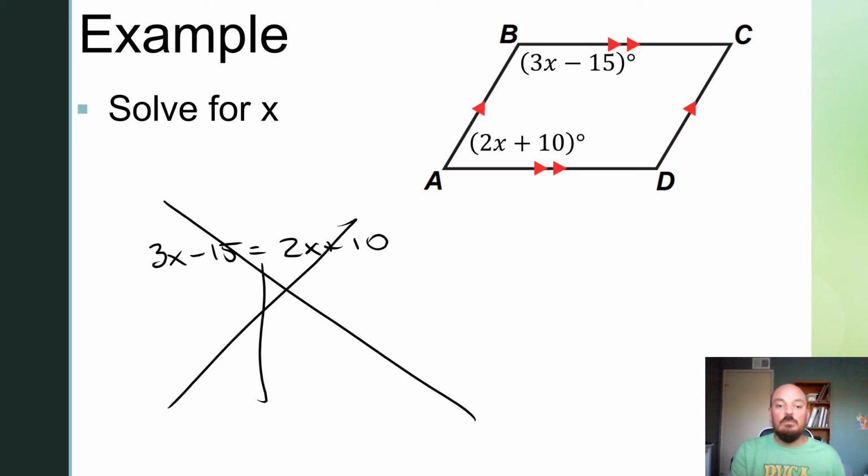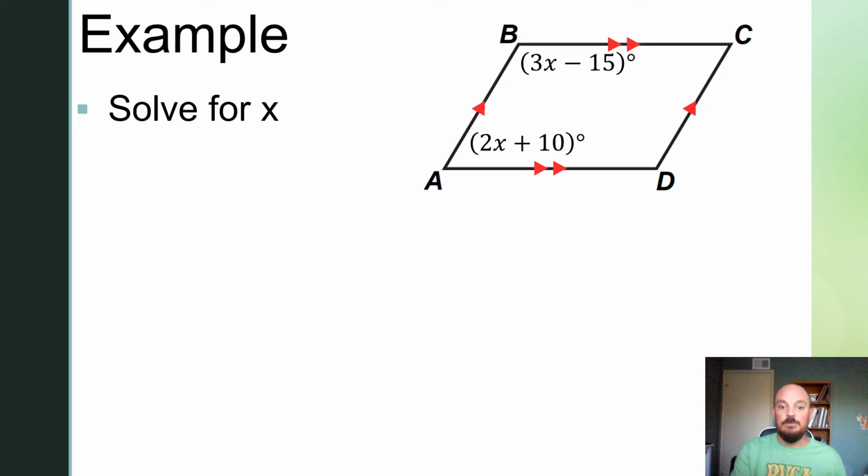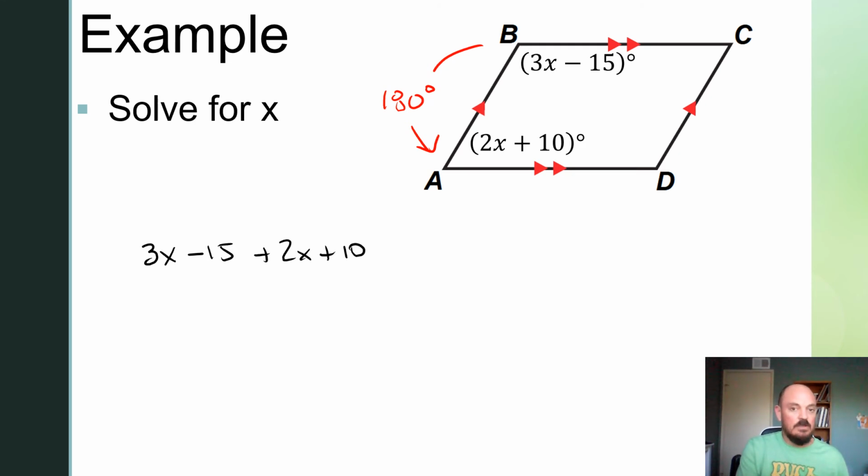The key to this problem is to really think about your theorems and the relationship between what's in the question. Now, the relationship between these two angles here is they add up to 180. So when I'm setting up my equation, it's not going to be 3x minus 15 equals 2x plus 10. It's going to be 3x minus 15 plus 2x plus 10, add them up together, and they equal 180.